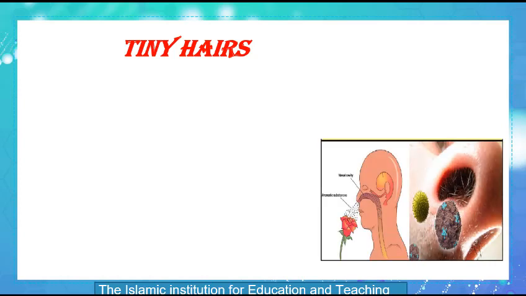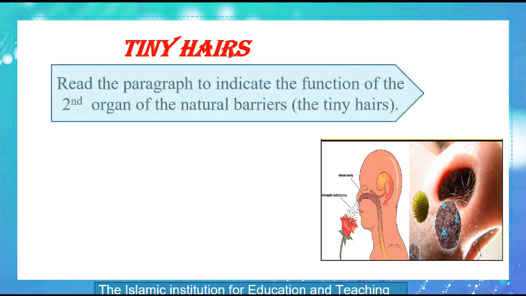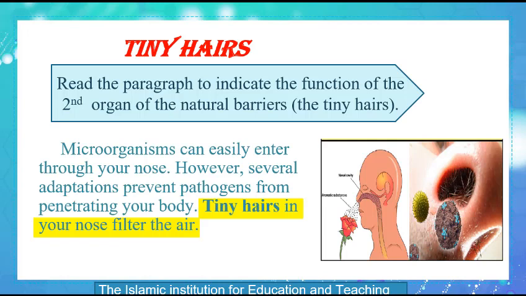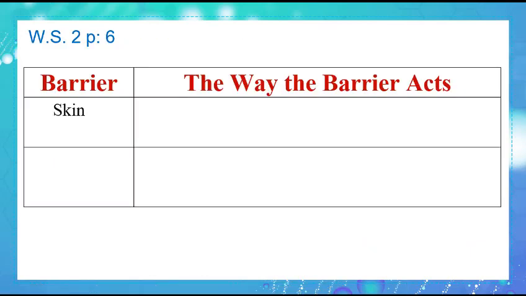The second natural barrier we're going to talk about is the tiny hairs that are found in your nose. Please pause the video, read the text, and indicate the function of these tiny hairs. So, tiny hairs in your nose filter the air from dust, pathogens, and any foreign particle, since microorganisms can easily enter through your nose. So please fill in the table.